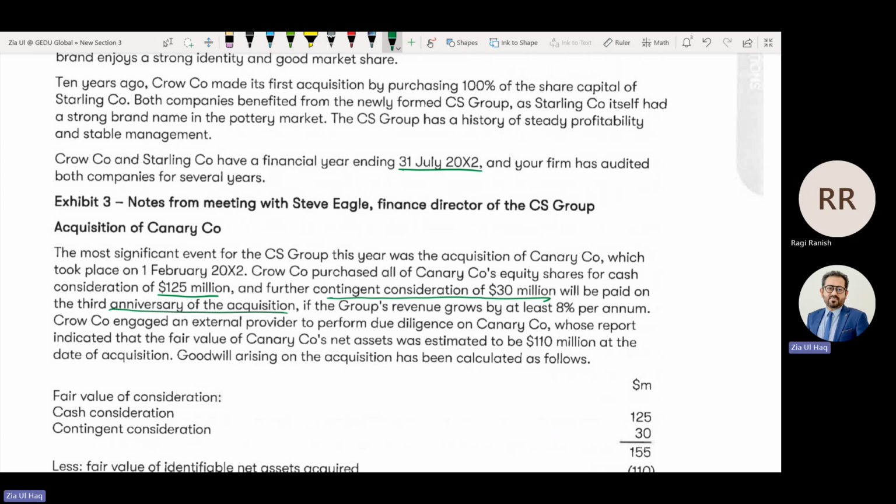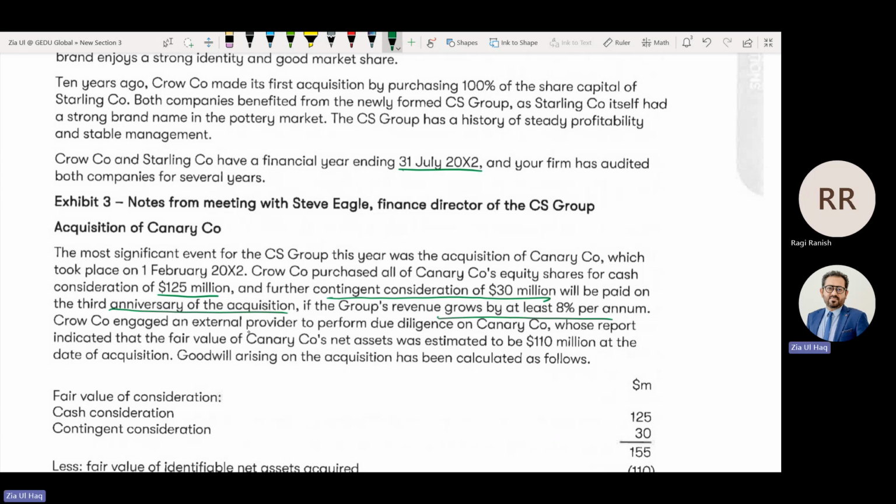So they are acquiring Canary Company, paying 125 million immediate cash, and 30 million will be paid after 3 years, if the group's revenue grows by at least 8% per annum. This contingent consideration, under IFRS 3, should be incorporated into the calculation of goodwill, but discounted at present value, not the complete 30 million. You need to discount it using present value, then that amount you need to incorporate while calculating goodwill.